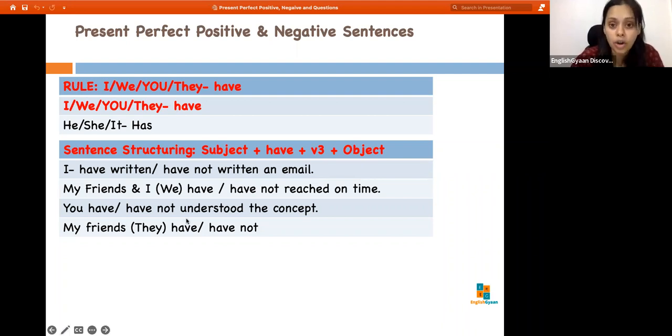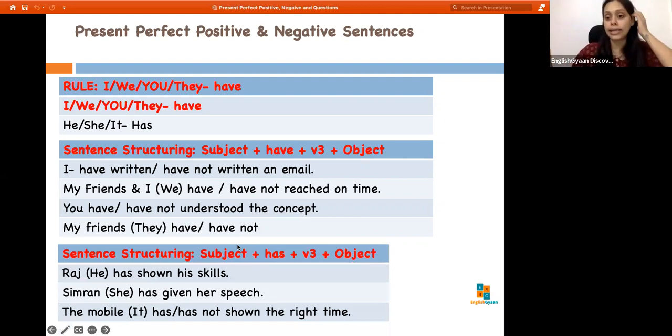You have understood the concept, you have not understood the concept. So understood is V3. Understand, understood, understood. V2, V3 same hai. Understood, understood. So over here we are making use of V3. With I, we, you, they, you will use have. And when you talk about a third person, a boy, he, a girl, she, or a thing, it, you will use has. For example, Raj has shown his skills. Raj अपनी skills बता चुका है. Simran has given a speech. Simran अपनी speech दे चुकी है. The mobile has shown the right time. Mobile सही time बता चुका है.